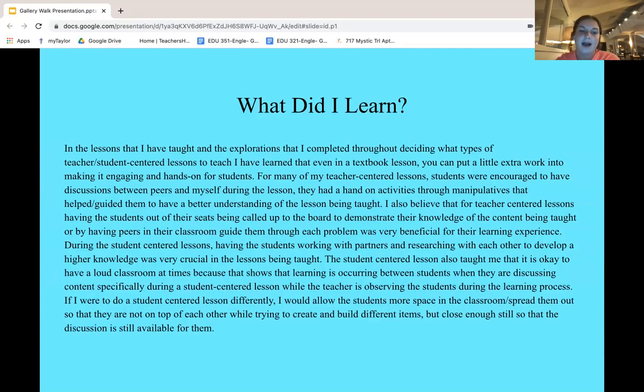I also believe that for my student-centered lessons, it's okay to have a loud classroom because that shows that learning is occurring. I also think that in a student-centered lesson, specifically project-based learning, it's important for students to have their own space, but to also be close enough that they can still have that discussion, because discussion is huge in the classroom.